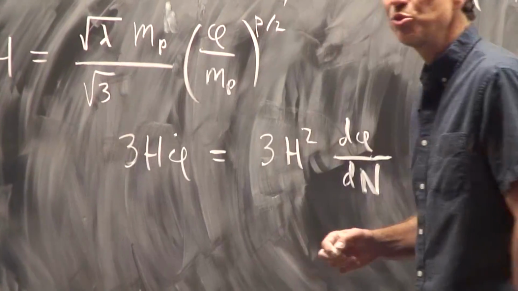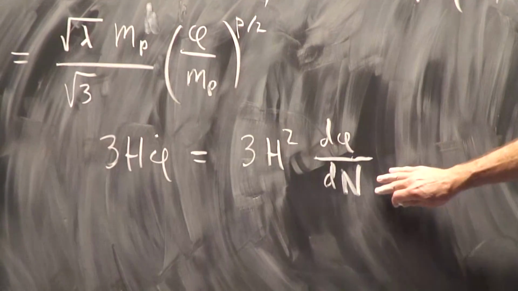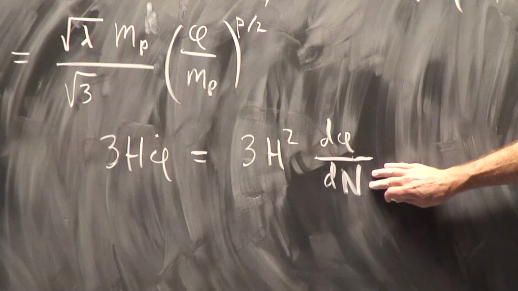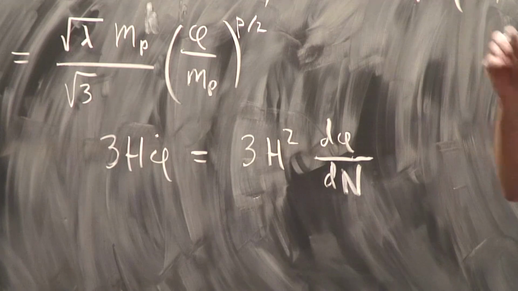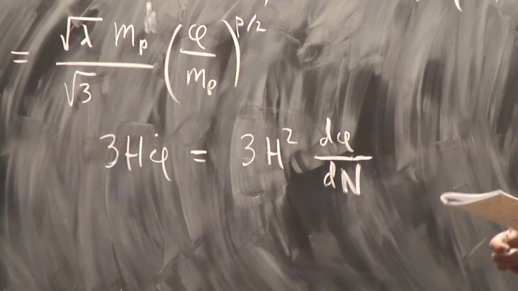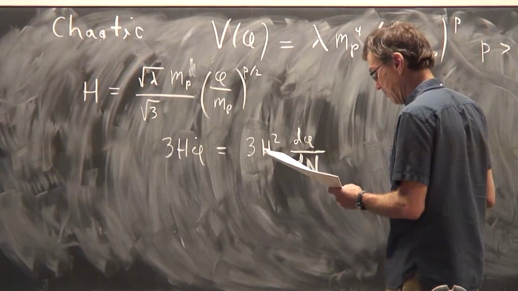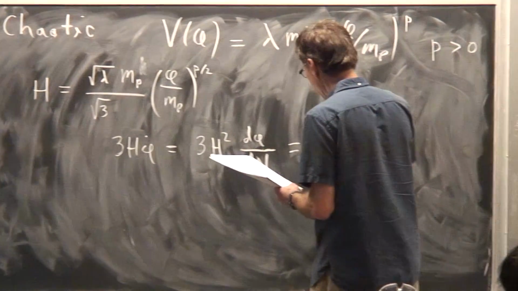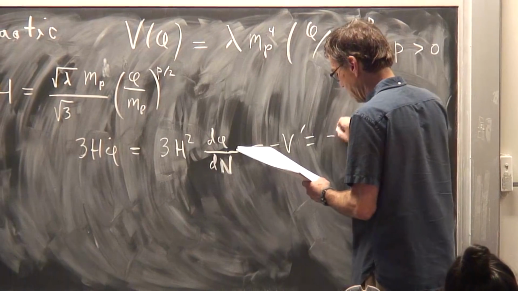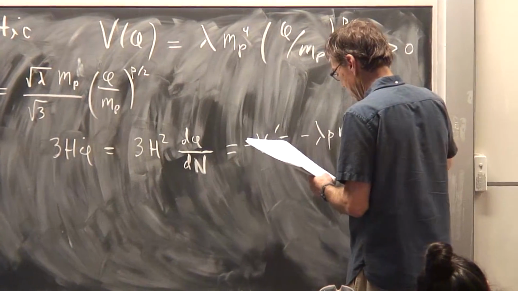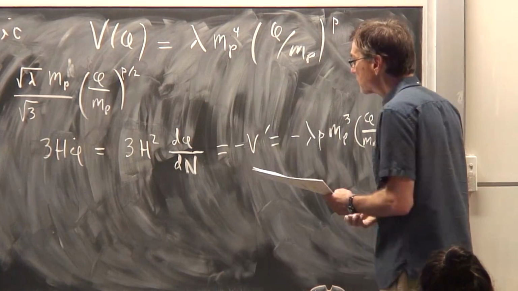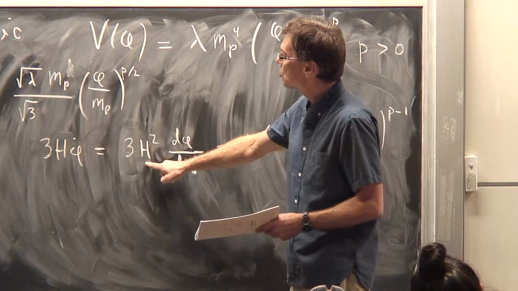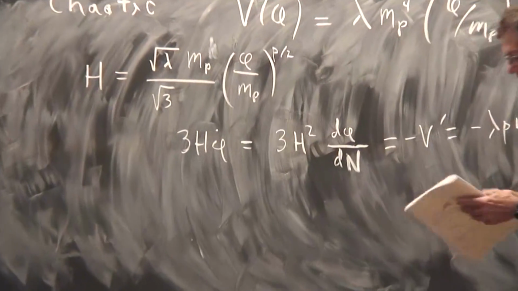Oh, and if you ever do things numerically, you'll find that N is a much nicer variable to work with than t, because it's only changing by 60, whereas t could change by many orders of magnitude. And that's not convenient when you're doing things numerically. So this is minus V prime, which is minus lambda p m Planck cubed (phi over m_P)^(p minus 1). And H squared, of course, is just coming from this.